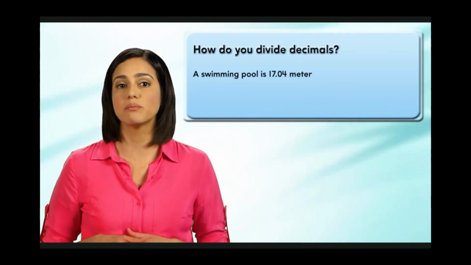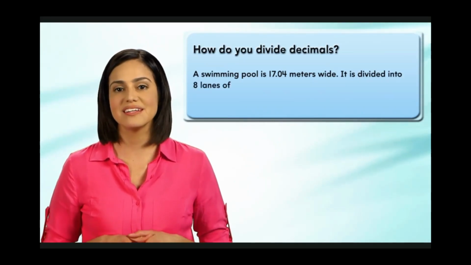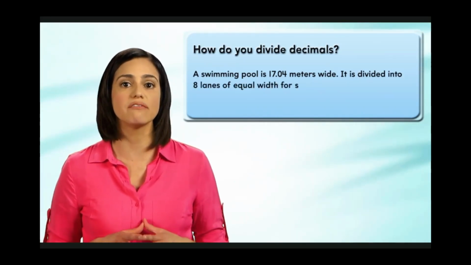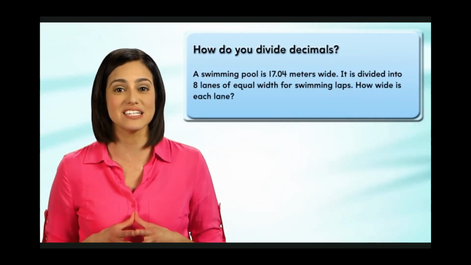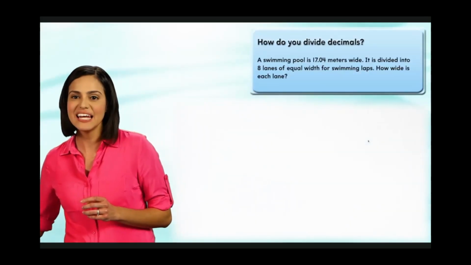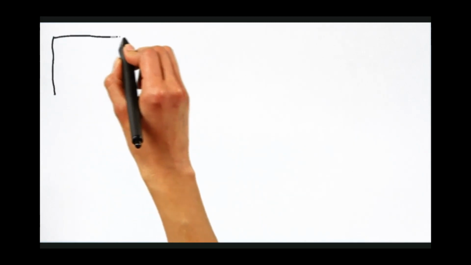My neighborhood swimming pool is 17.400 meters wide. It is divided into 8 lanes of equal width for swimming laps. How wide is each lane? Let's draw a picture to help us understand what the question is asking us to find.